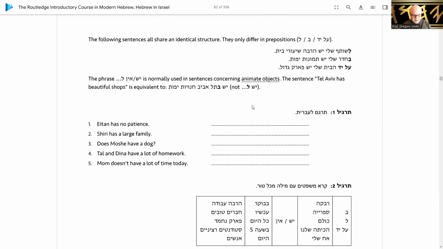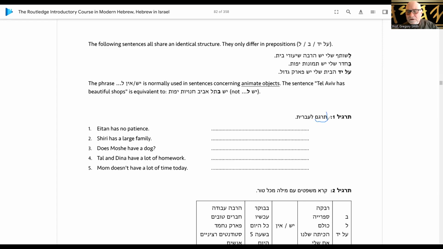תרגם. Tirgum. Okay. Now on the Android, it kept wanting to change it to Tirgum, which is translating. But I think Tirgum is simply translate. Here. תרגם. Yeah, Tirgum. And then we have Le'ivrit, to Hebrew.